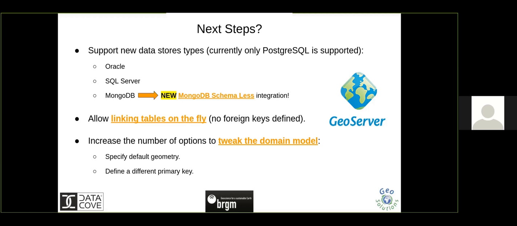On MongoDB, there has been news. Instead of integrating MongoDB, MongoDB is taking a different route where we can read directly from it. This astronomically improved the performance, but that's for another presentation. We also want linking tables on the fly. When we have a database model that doesn't have explicit foreign keys, we would like to be able to specify in the UI that this table references that one. And some more fine-grained tweaks, like explicitly specifying the default geometry and defining different primary keys, small things.